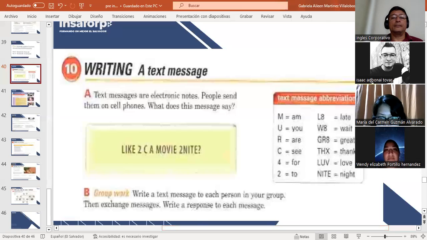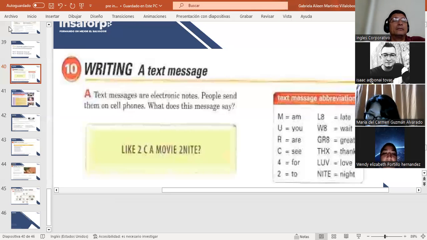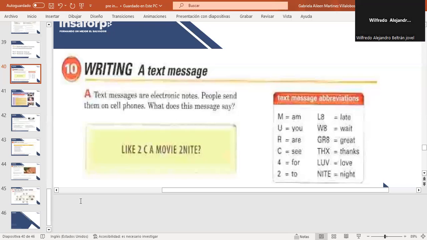Now let's talk about text message abbreviations. Text messages are electronic notes people send on cell phones. What does this message say? It says, like to see a movie tonight. And we use those abbreviations in Spanish too, right? It's a new code. I'm going to write an example. It's like TKM. Like OMG. Oh my God.